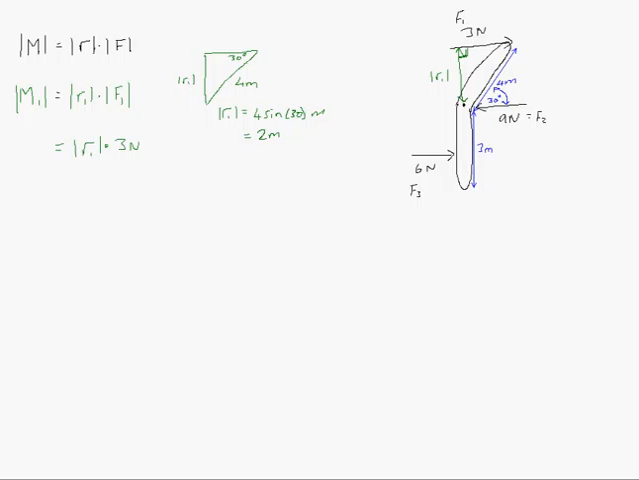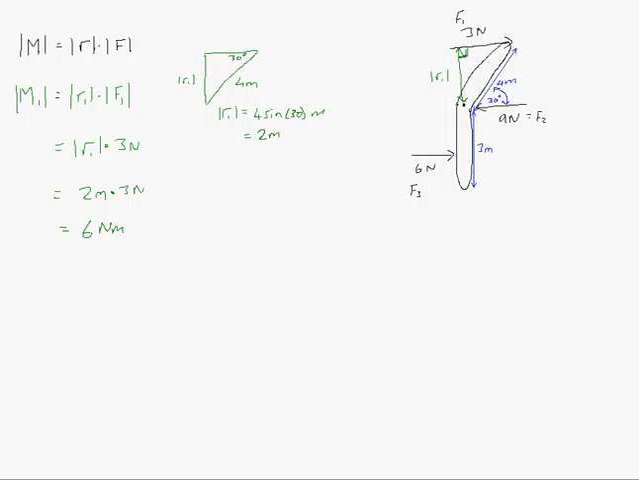So, if we were to now redraw this, that's just going to be equal to 2 meters times 3 newtons, which is going to be 6 Newton meters. This is the external moment acting on the rigid body as a result of our force 1 of 3 newtons. But we're not done yet. That's just one moment taken into consideration. We need to consider the moment due to F2, and we need to consider the moment due to F3.